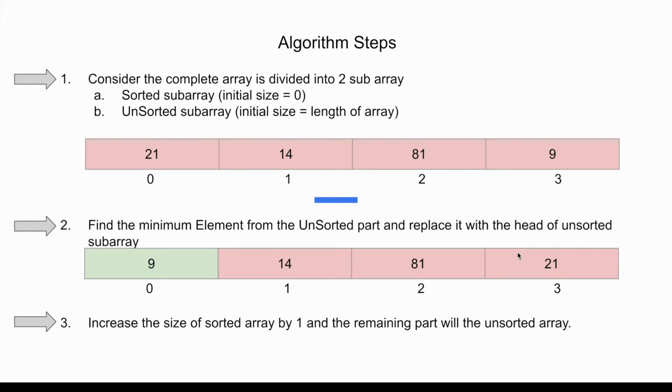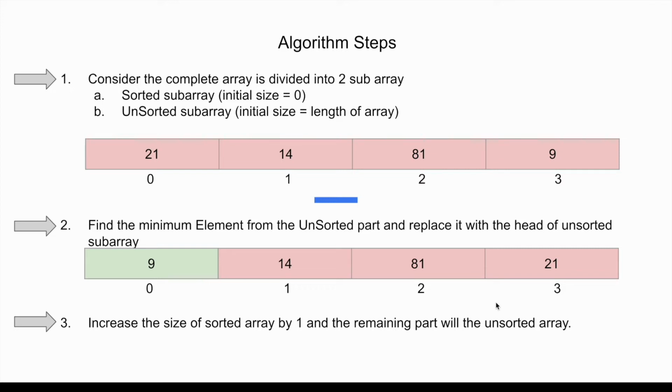Coming to step number 3, you have to increase the size of the sorted array by 1 and the remaining part will become the unsorted array. So since initially the size of the sorted array is equal to 0, if we increase it by 1, the size of the sorted subarray will become 1. The range of the sorted subarray would be 0 to 0 inclusive, and the range of the unsorted part will be 1 to 3 inclusive.